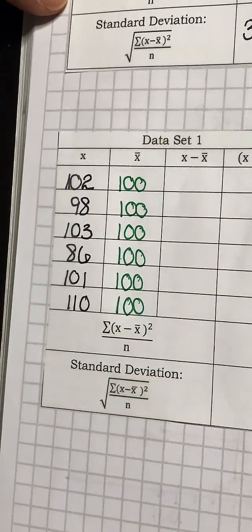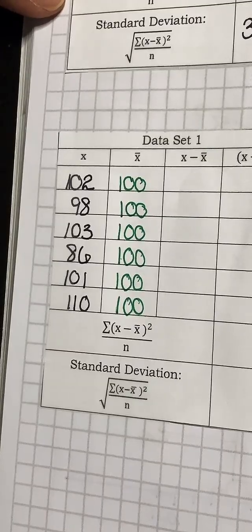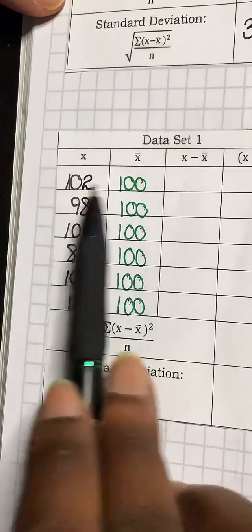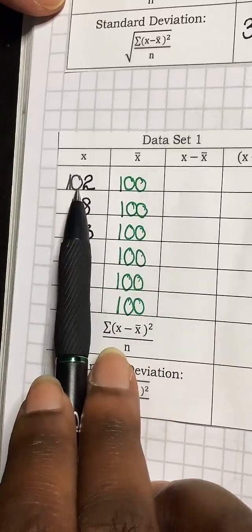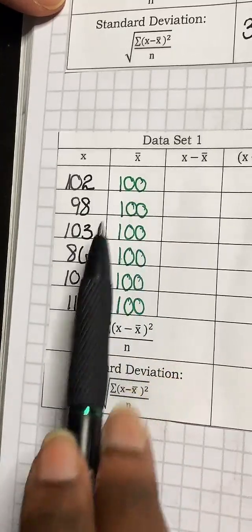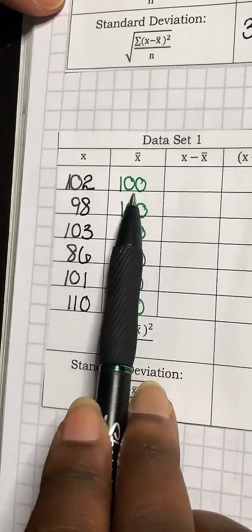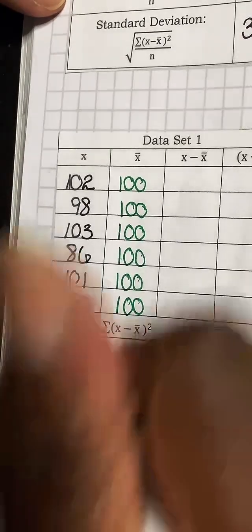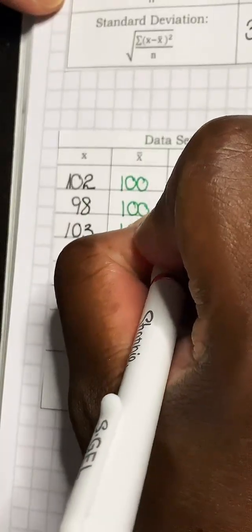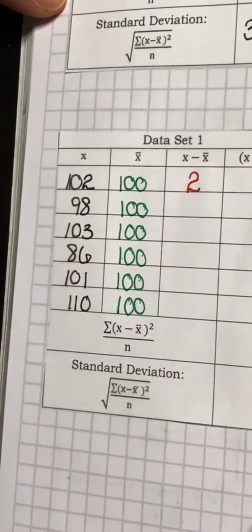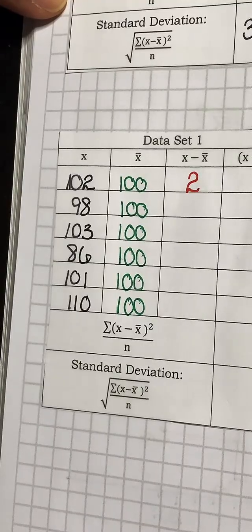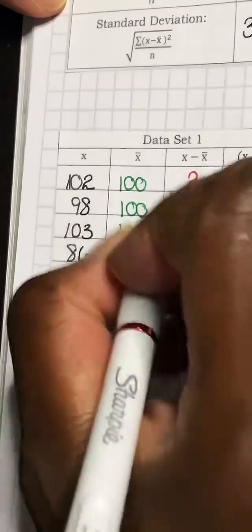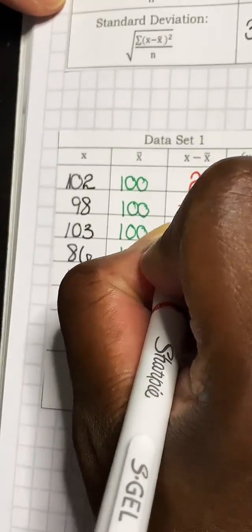All right. So now we're going to subtract these two as you see it from left to right. So the black to the green. So you have your 102 minus your 100. Well, that's going to be our 2. Okay. So we're going to have our 98 minus our 100. So that will be a negative 2.